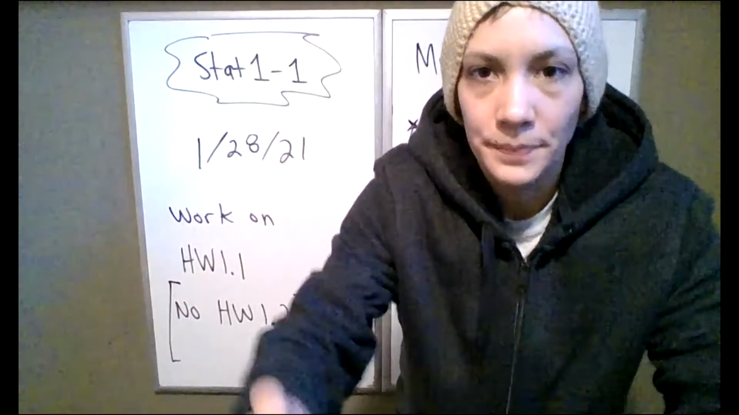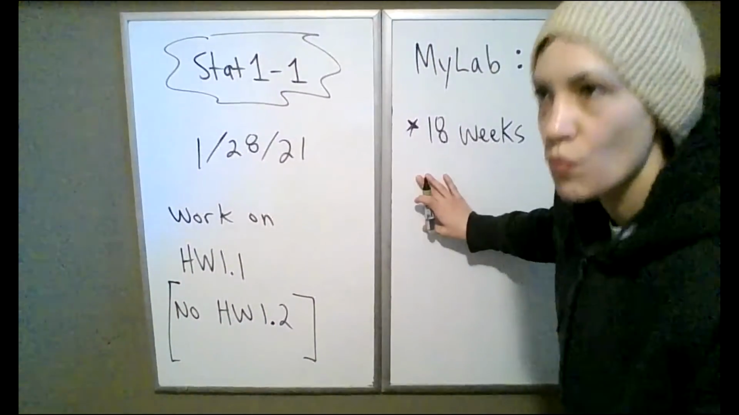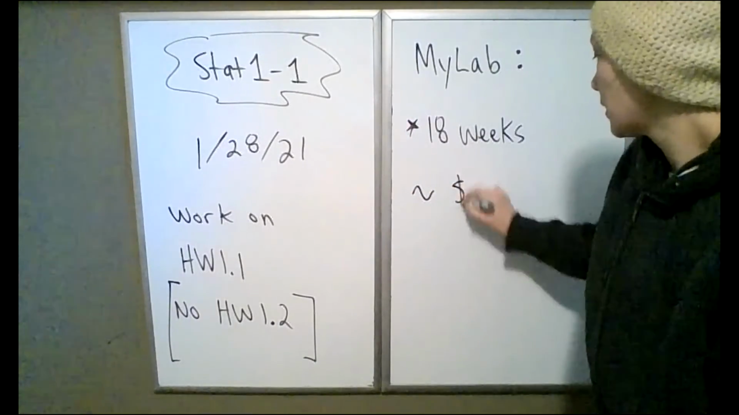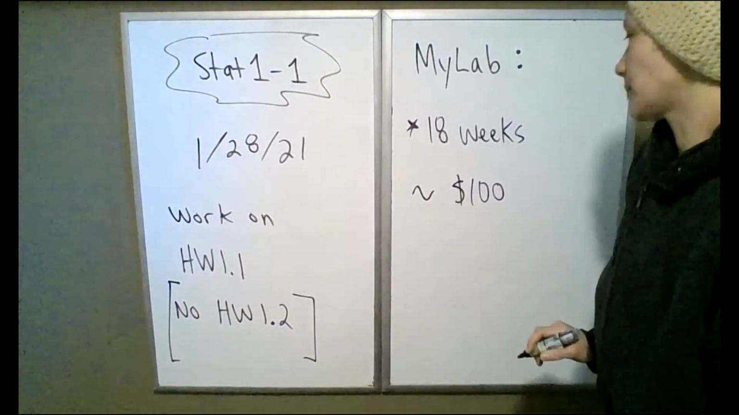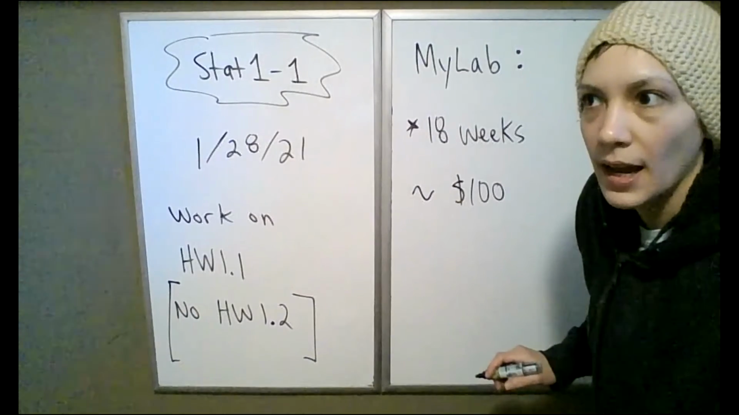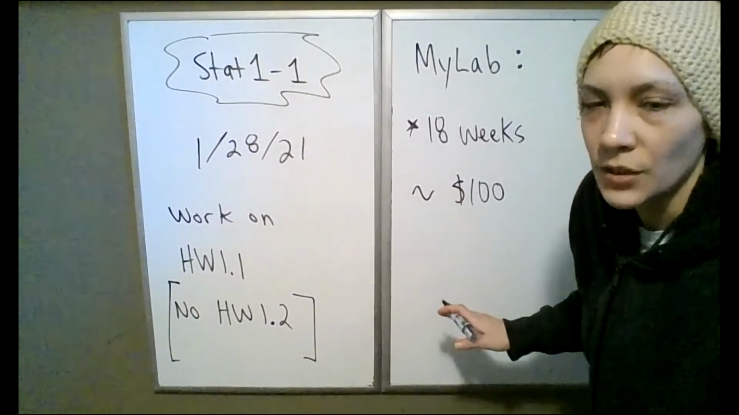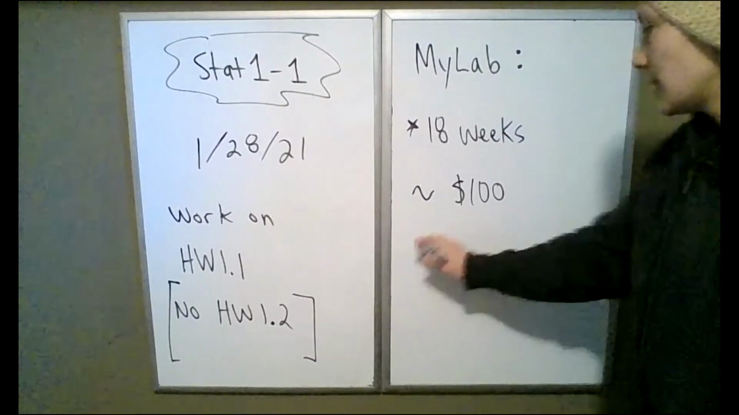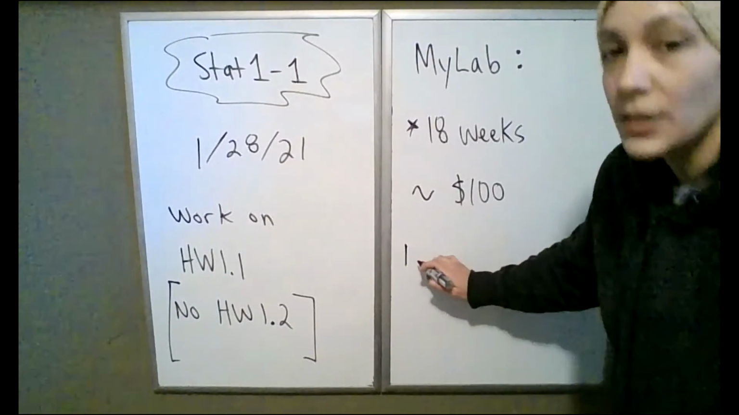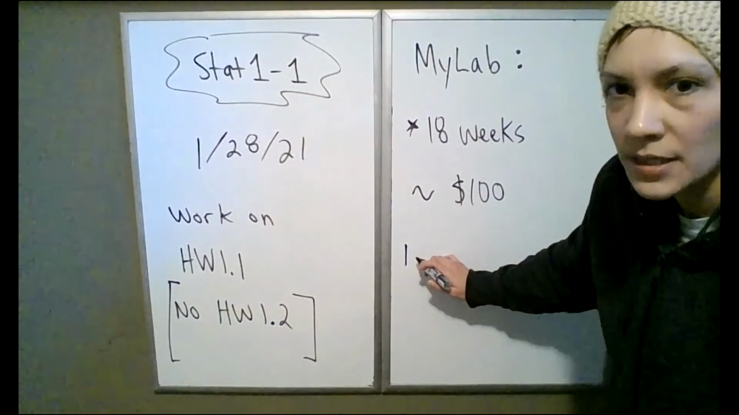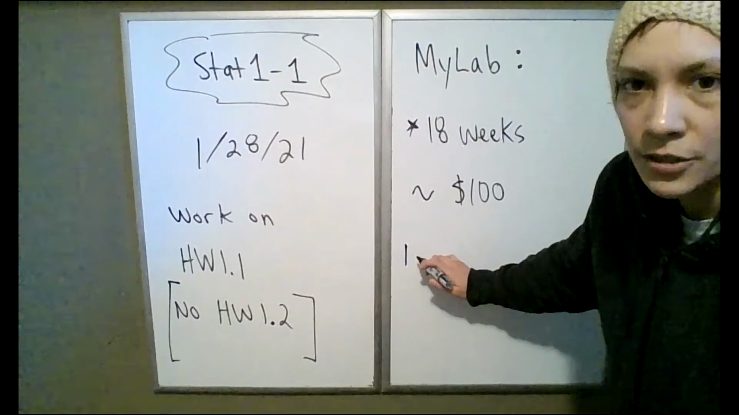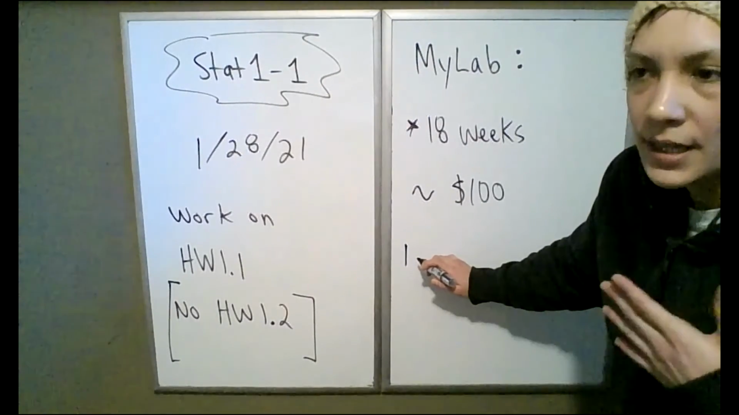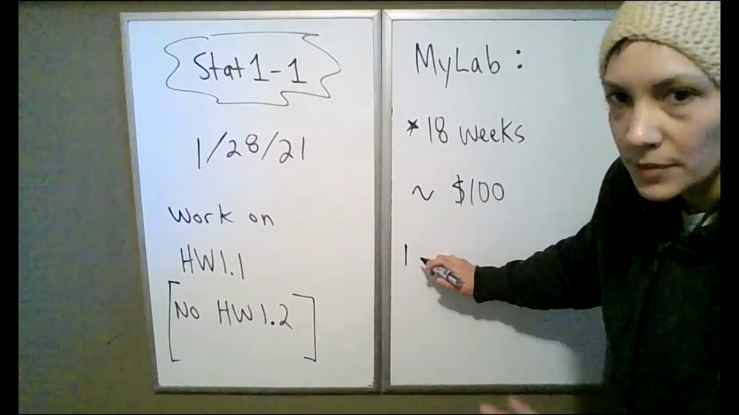Okay. 18 weeks is about $100. I do not have an access code for you. I'm asking for you to pay for access. I do have a class code, but you shouldn't need it to create your account. I've already seen other students create their account without the class ID. But if that's an issue, just let me know.